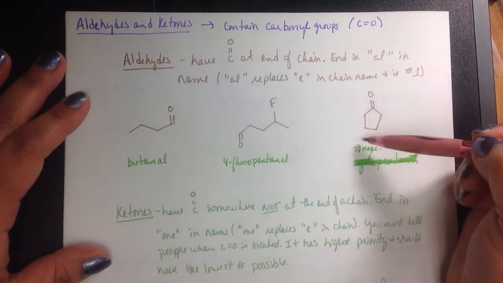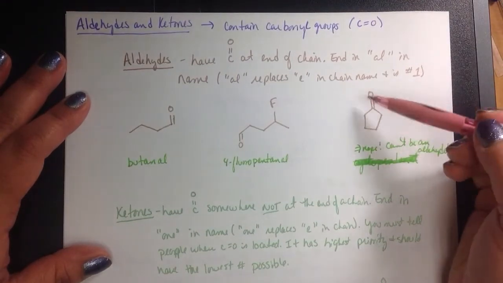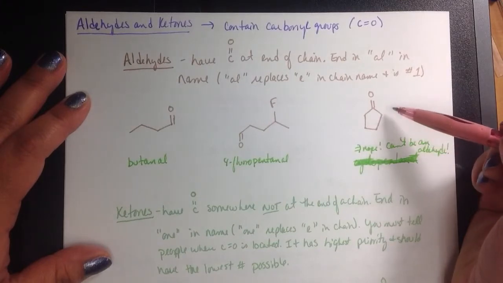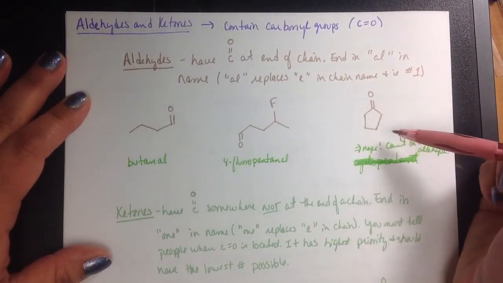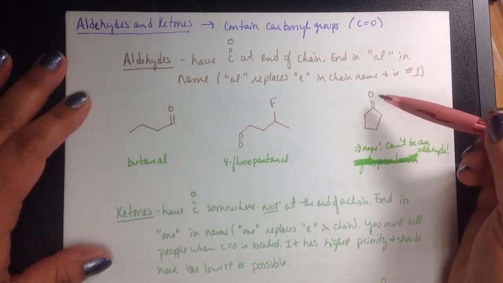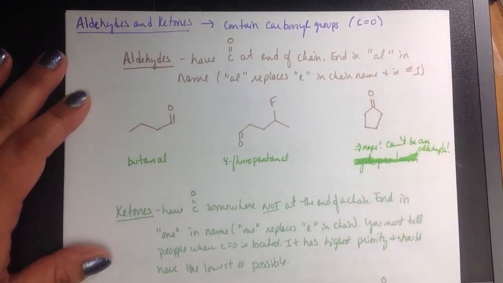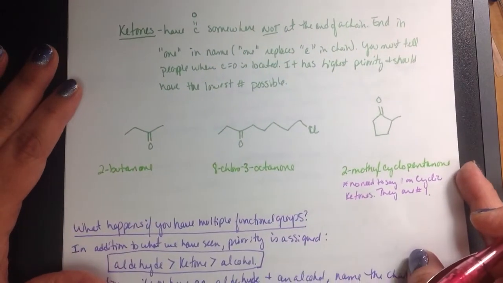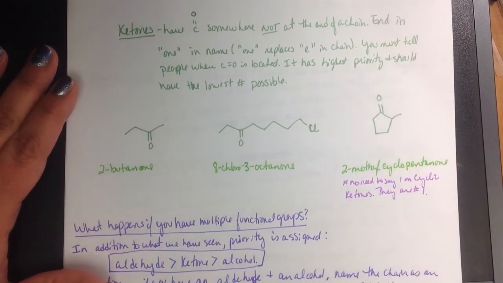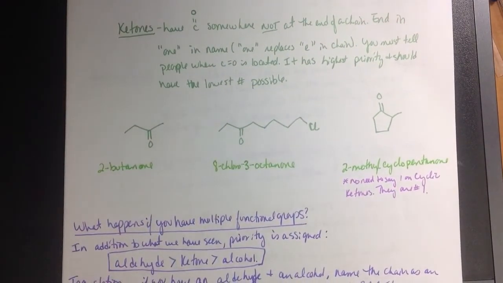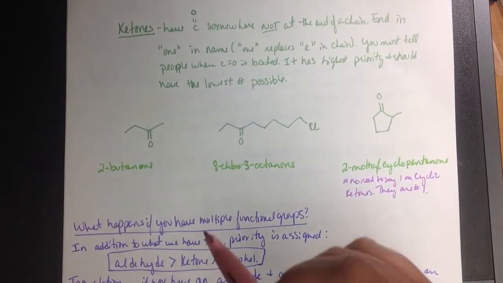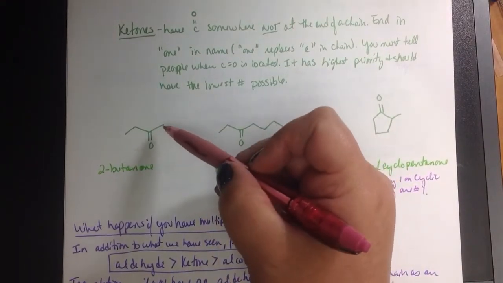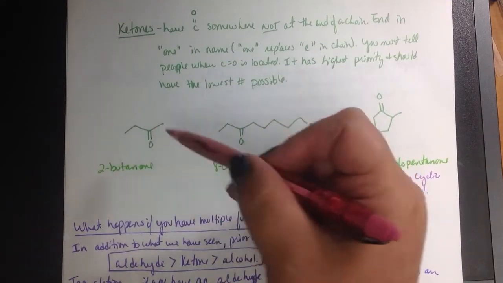You can't actually name that as an aldehyde because it's not the end of a chain. So there is no such thing as a cyclic aldehyde, at least where the carbon is included in that ring itself. Now ketones are very similar to aldehydes, it's just that they are inside the chain rather than being on the end.